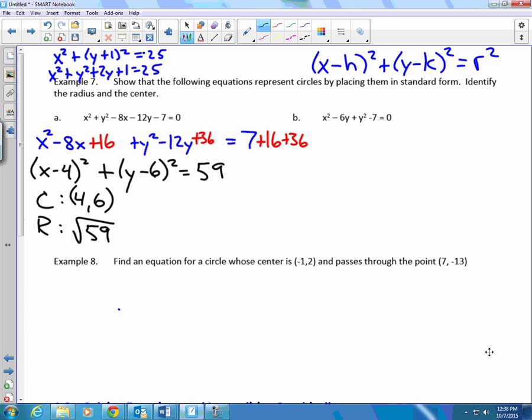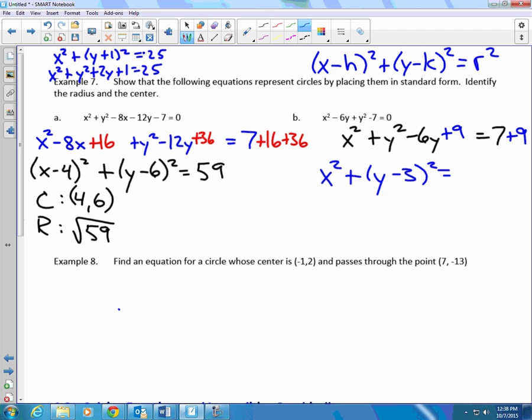So, prime number. All right, here we go. We got x squared, and I don't have anything else to group with the x's, do I? Got plus y squared minus 6y equals 7. I don't complete the square here, but I do here. What do you add to complete the square here? So x squared plus (y minus 3) quantity squared is equal to?